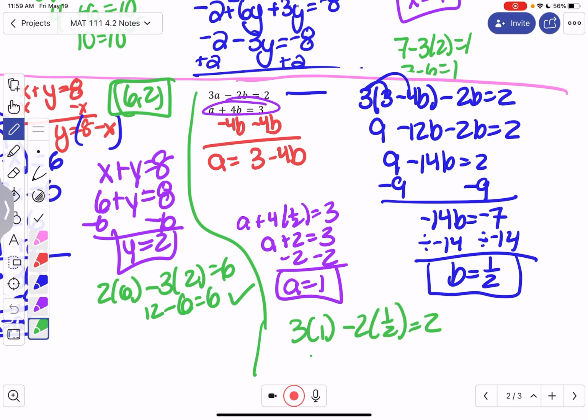Well, 3 times 1 is 3. Negative 2 times 1/2 is negative 1. 3 minus 1 is 2. So our solution is a is 1, b is 1/2.